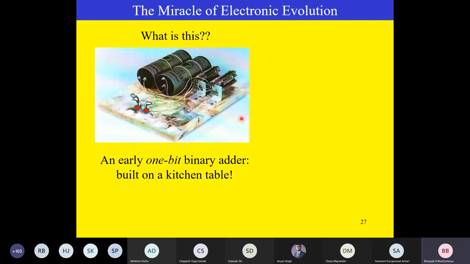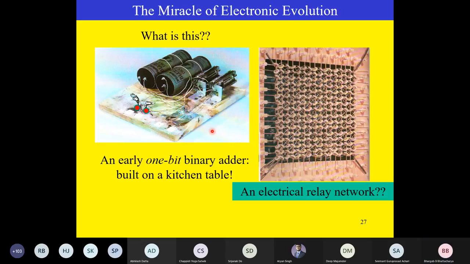So this is the technology of several decades ago. This is just a 1-bit adder. This is the miracle of electronic evolution: people started with this technology, just a 1-bit adder.